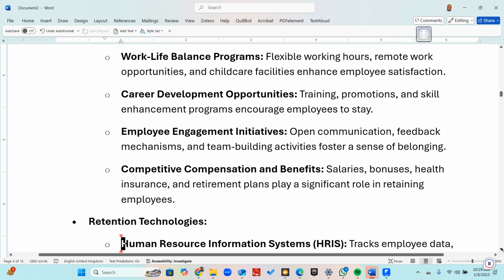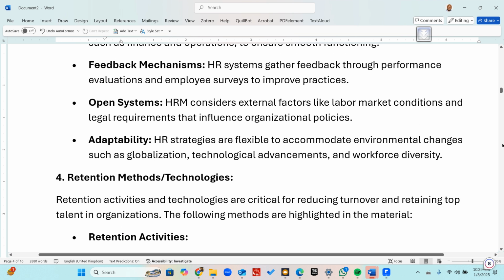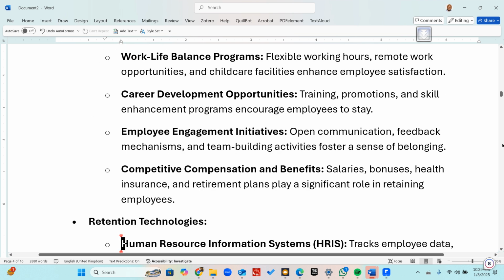So we have competitive compensation and benefit. Salaries, bonus, health insurance, retirement plans play significant role in retaining employees. So these are the retention strategies, retention activities. First, work-life balance, career development opportunities, employee engagement, competitive compensation and benefit.